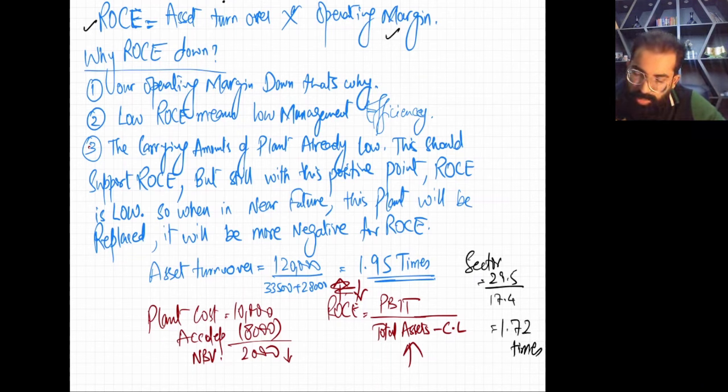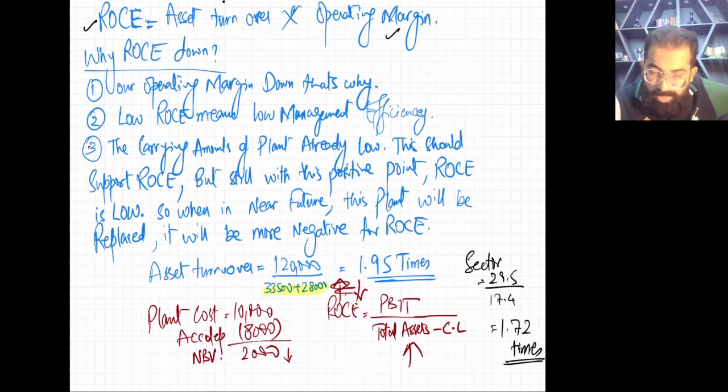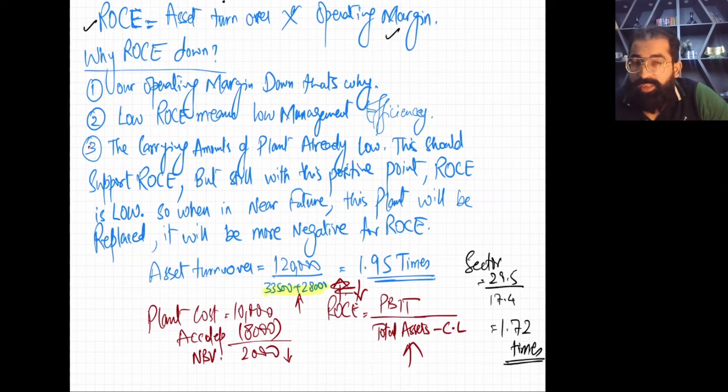Okay. So currently our asset turnover is better than the industry, but be careful. In the near future, when we replace the plant, this denominator will go up. Once our denominator goes up, our asset turnover will go down in the near future. So as an extra point, if you want to add asset turnover, you can.